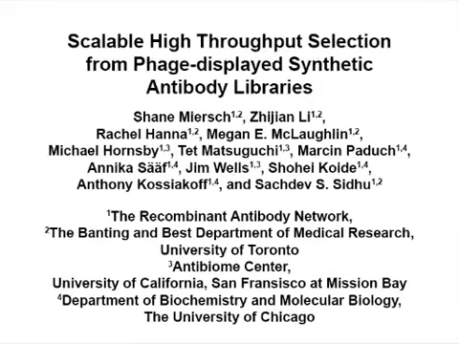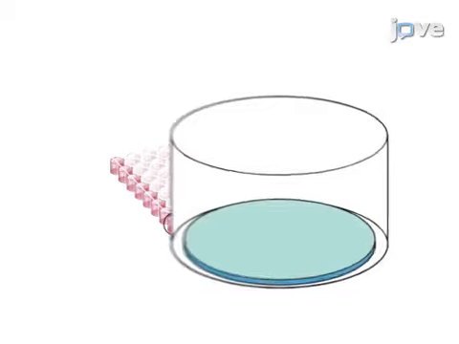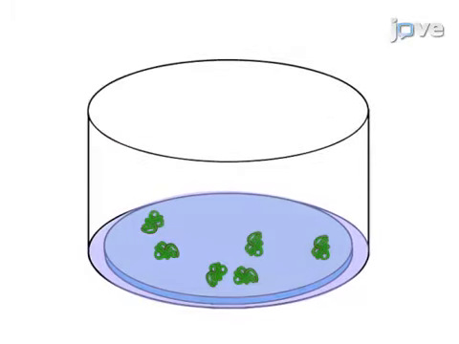The overall goal of this scalable procedure is to isolate specific and high-affinity Fab-phage clones from a phage-displayed library using a high-throughput approach that enables parallel selection against hundreds of antigenic target domains.